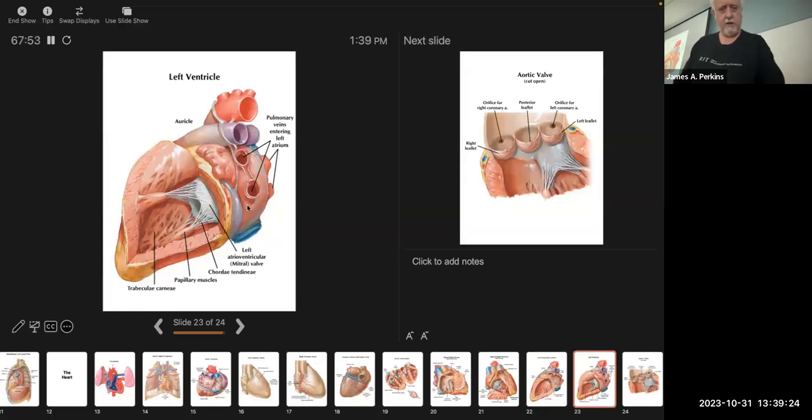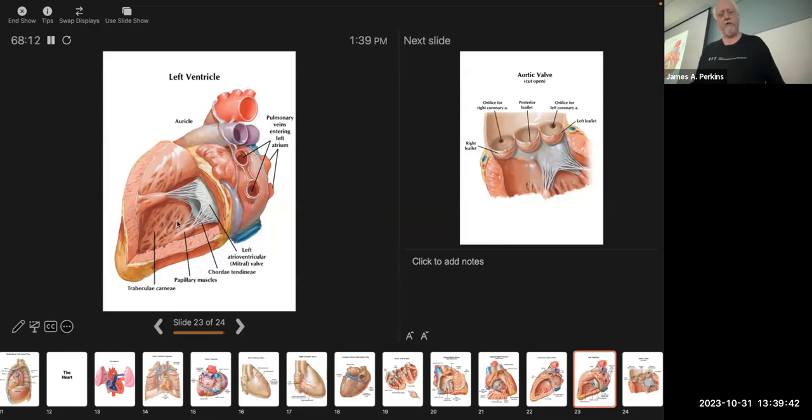Now you see the left atrium still intact here. By the way, you'd be making your U-shaped incision right in between the four pulmonary veins on the back of the left atrium. So when that contracts, it pushes down through the left atrioventricular valve.